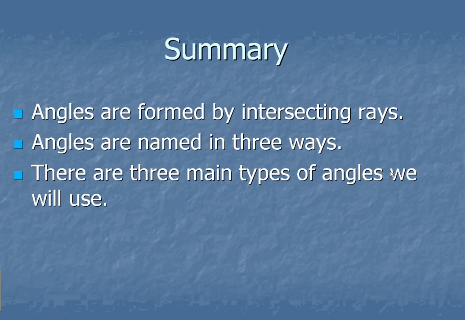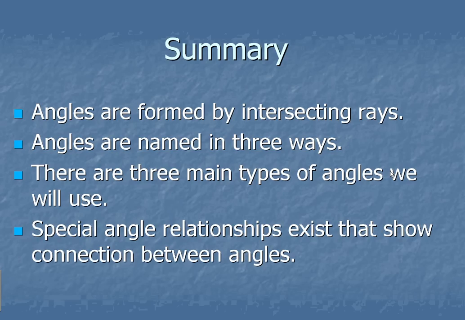So to summarize, angles are formed by intersecting rays. They're named in three ways. There's actually four main types, but three main types other than straight angles that we use. And we have special angle relationships that give connections between two angles, like congruent, adjacent, and the angle addition postulate.